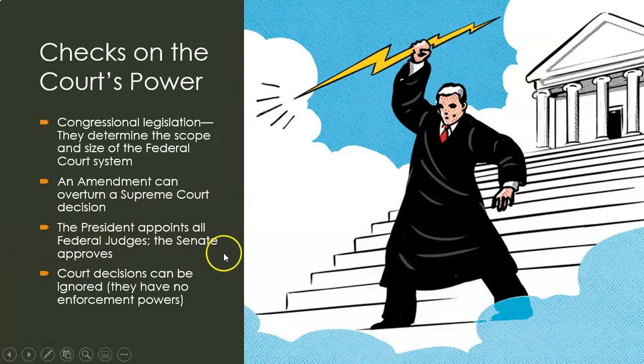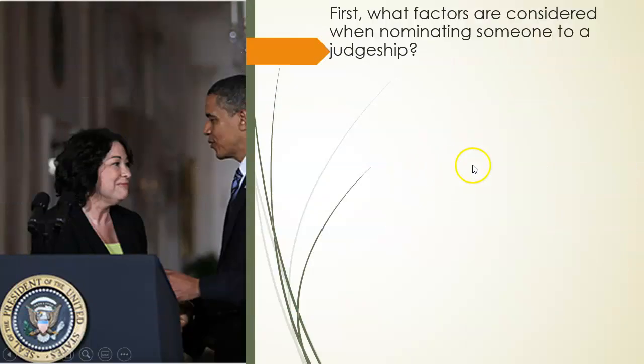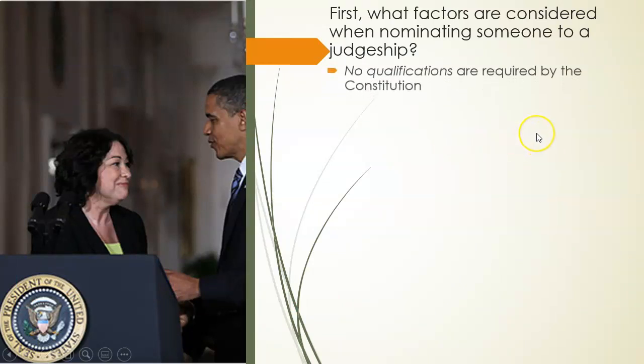And then there's no enforcement power. We talked about this last week. There's no federal Supreme Court army, so how do they implement their decisions? They can be ignored. Usually not, because most people have respect for the court, and they respect what the court decides. Okay? Now, when nominating a judge, what is considered by a president?